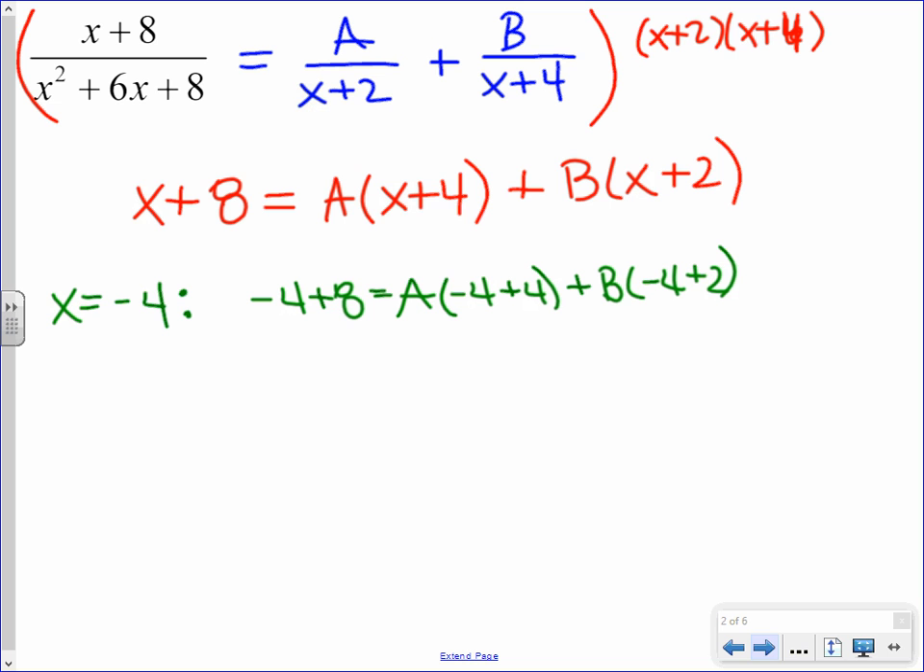And what's 0 times A? 0. So what we have is 4 equals -2B, which makes B what?